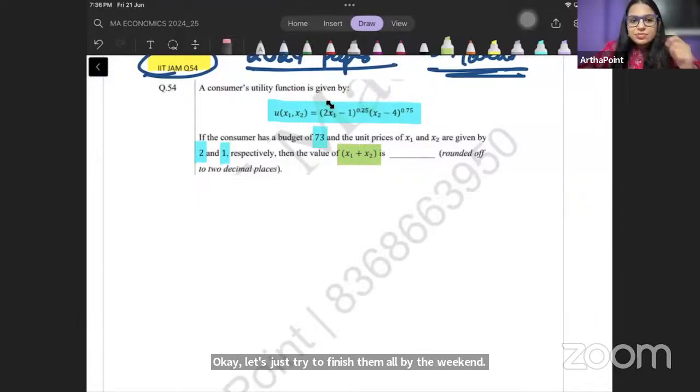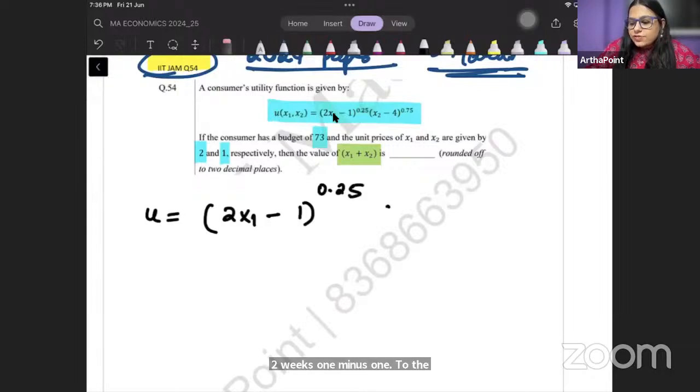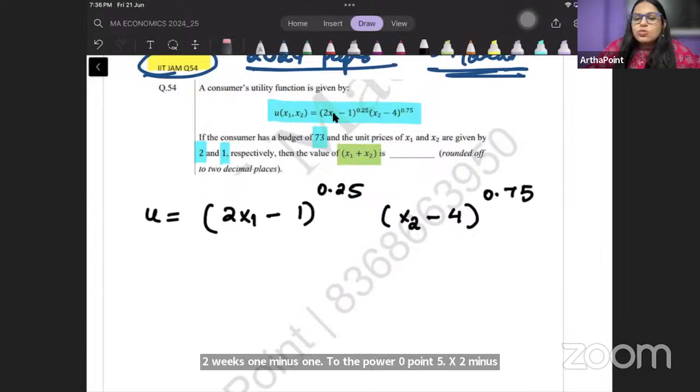Okay, very simple question. We will simply find the MRS equated to the price ratio. 2x1 minus 1 to the power 0.5, x2 minus 4 to the power 0.75.